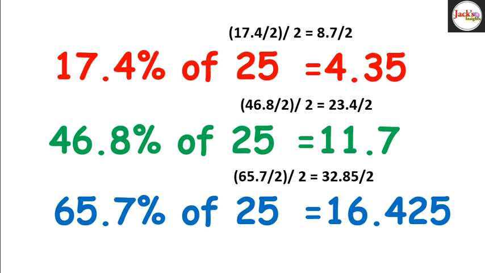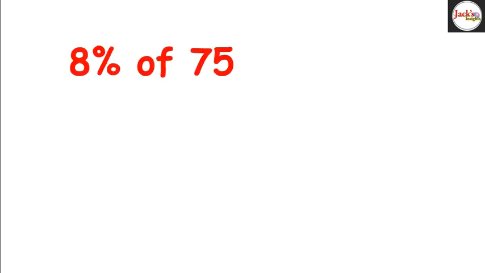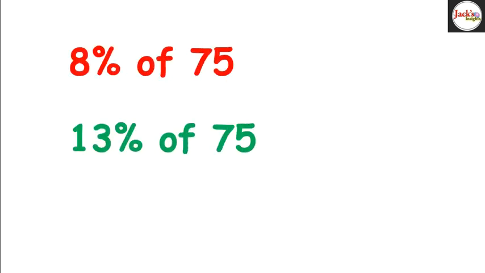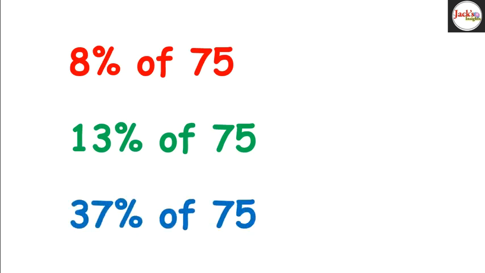Now how about for 75? Okay, just like 8% of 75, 13% of 75, 37% of 75. Right. So we know that 75 is 1/4 or 25% higher than 50. So we're going to apply the previous process.